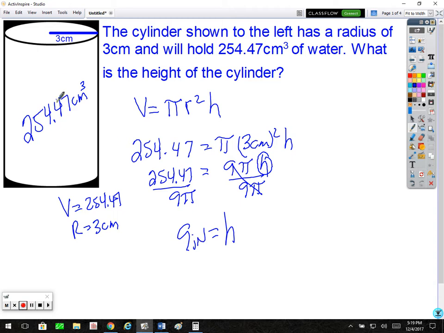Okay, so the cylinder that holds 254.47 cubic centimeters of water and has a radius of 3 will have a height of 9 inches. Remember, all we did was take these numbers and substitute them in. Okay, let's look at the next one.